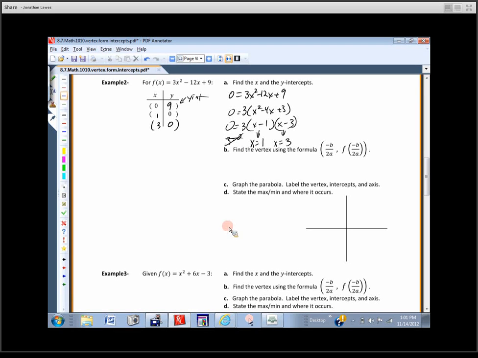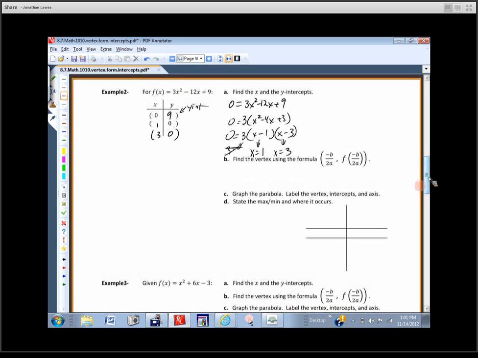Okay. Now, some of you have seen this next formula before. If you haven't, I'm going to explain really quickly where this comes from. This says we can find the vertex using this formula right here. Negative b over 2a for the x-coordinate, f of negative b over 2a for the y-coordinate. Okay? Now that can be a little bit confusing, but let me show you where this comes from.